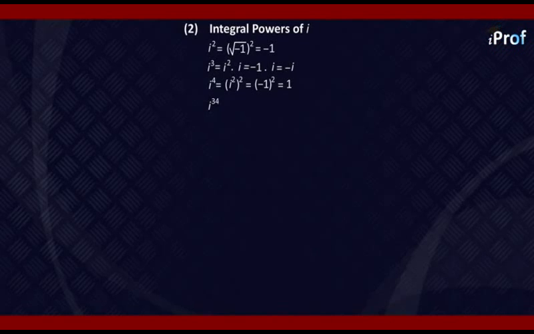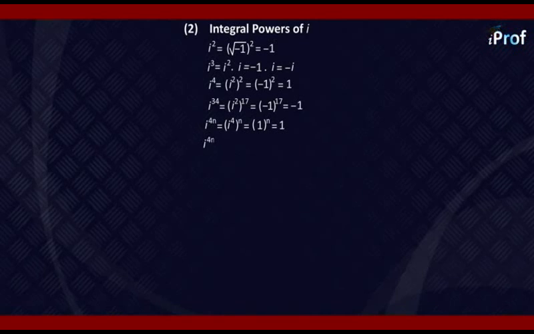Iota raised to power 34, for example, becomes iota square whole raised to power 17. Iota square is minus 1. Minus 1 raised to power 17 becomes minus 1 because 17 is an odd number. Minus 1 raised to power odd number is always minus 1. Let's take up iota raised to power 4n. Iota raised to power 4n becomes iota raised to power 4 whole raised to power n. Iota raised to power 4, as we understand, is 1. 1 raised to power n becomes 1.